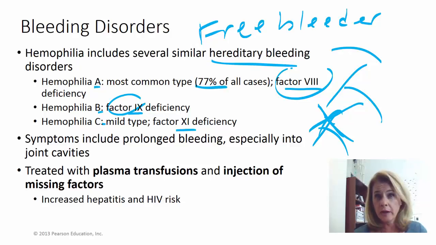They can bleed into joint cavities. They can bleed into their abdominal cavities. So these people have to have transfusions, and they give them the missing factors. They take blood donors, isolate out the factors that they're missing, and give those to them in transfusions.